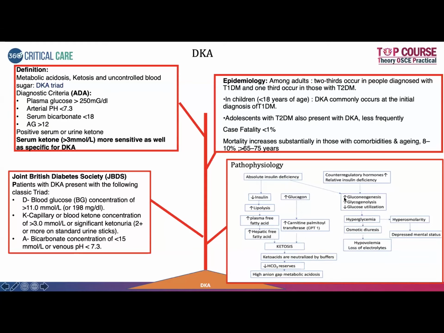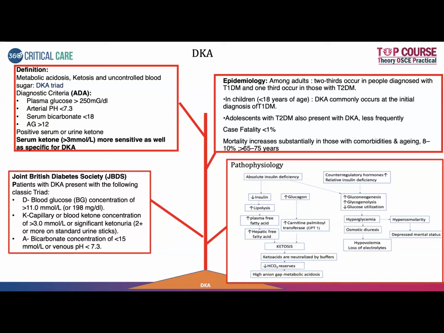The other thing is, because of the increase in counter-regulatory hormones, there is increased gluconeogenesis, decreased glucose utilization and increased glycogenolysis. Okay, glycogen is broken down. There's new production of glucose and utilization is also impaired. Because of all these three mechanisms, there is hyperglycemia. So due to hyperglycemia, there is increased hyperosmolality. So due to hyperosmolality, there is diuresis that goes on.